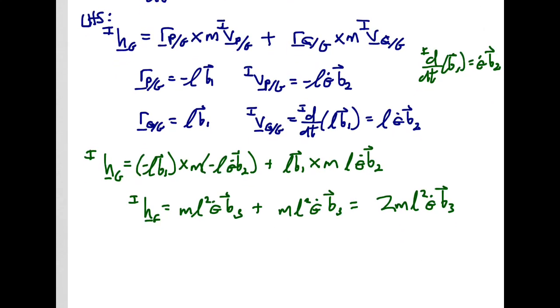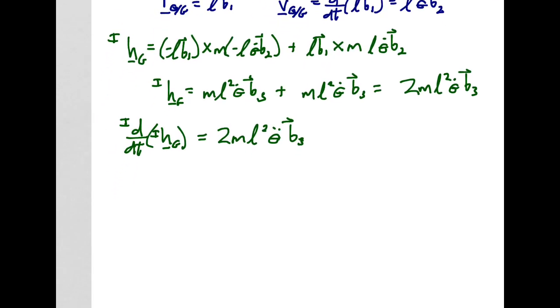So next, let's take the time derivative. To finish off the left-hand side, take the time derivative of the angular momentum about the center of mass. The only differentiable element that we have in this equation is theta dot. So the time derivative is 2ml² theta double dot in the B3 direction.